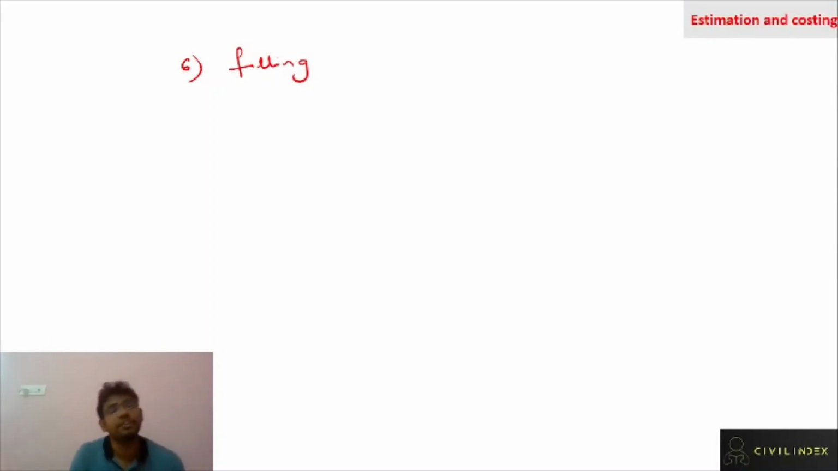So what is the unit of measurement? What is the unit of measurement? That is nothing but the cubic meter.